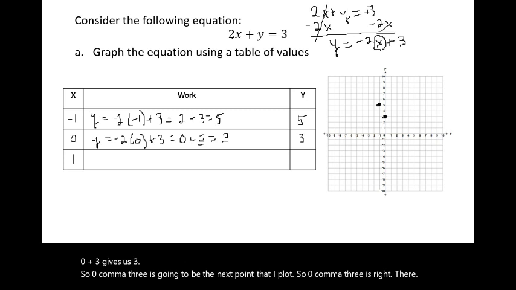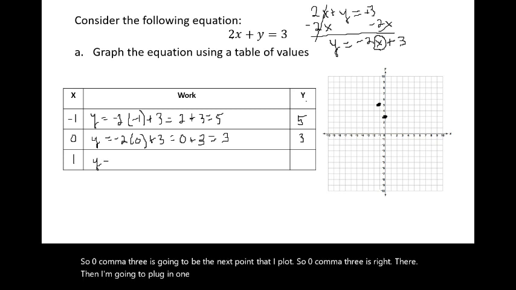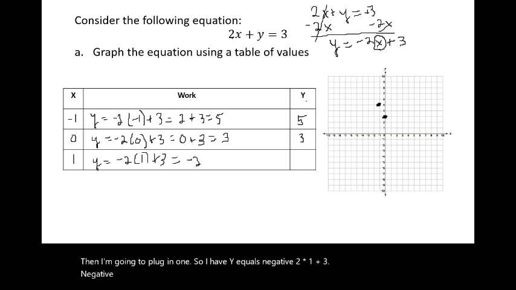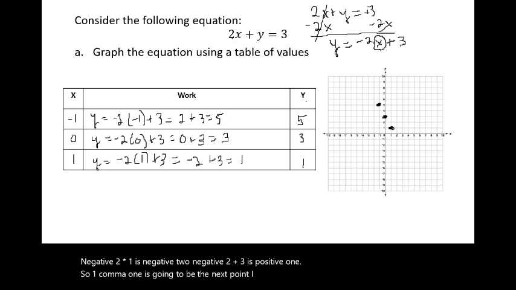Then I'm going to plug in 1, so I have y equals negative 2 times 1 plus 3. Negative 2 times 1 is negative 2. Negative 2 plus 3 is positive 1. So (1, 1) is going to be the next point I will plot.